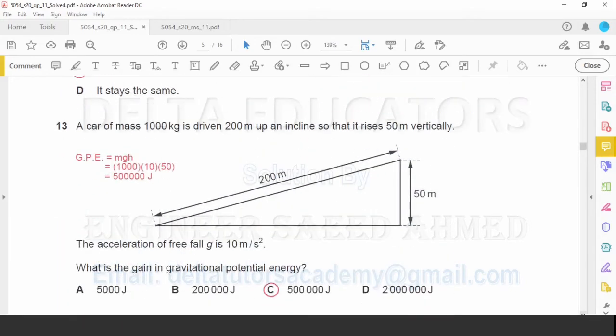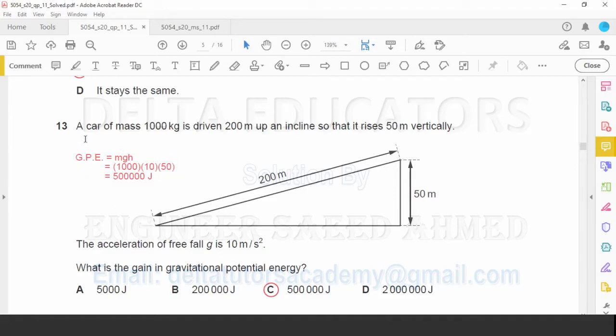Question number 13. A car of mass 1000 kg is driven 200 meter up an inclined so that it rises 50 meter vertically. The acceleration of free fall g is 10 meter per second square. What is the gain in gravitational potential energy?